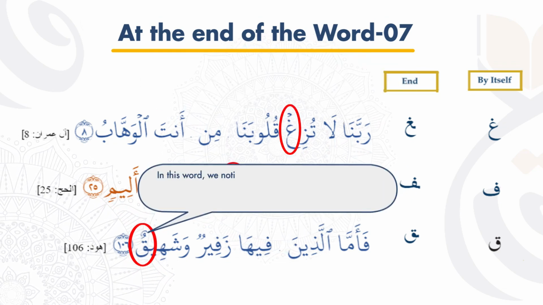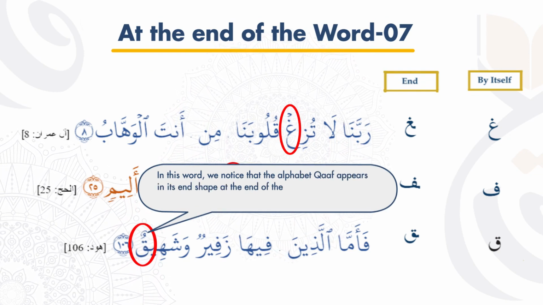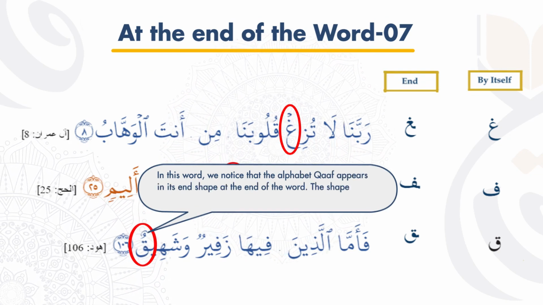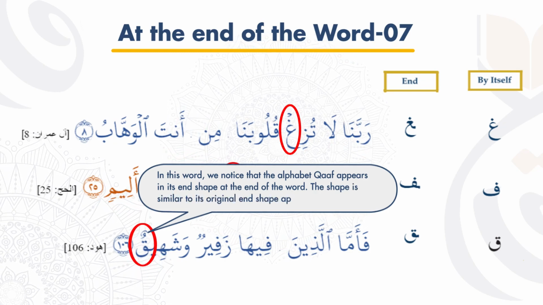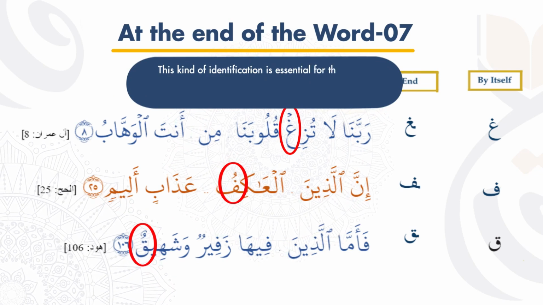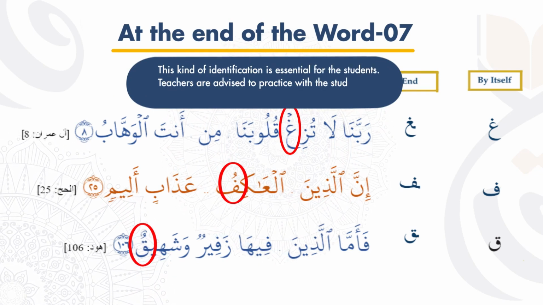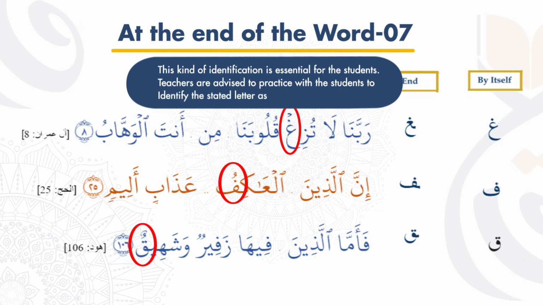In this word, we notice that the alphabet kaf appears in its end shape at the end of the word. The shape is similar to its original end shape appearance. This kind of identification is essential for the students. Teachers are advised to practice with the students to identify the stated letter as per its shape.